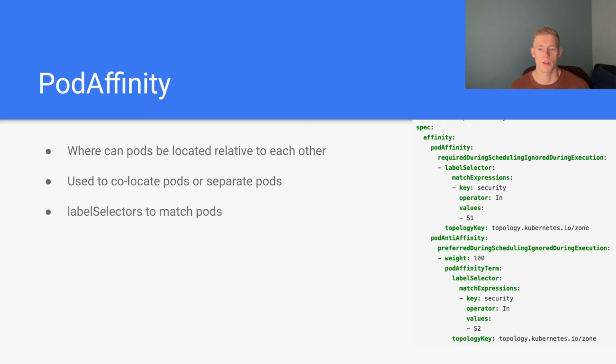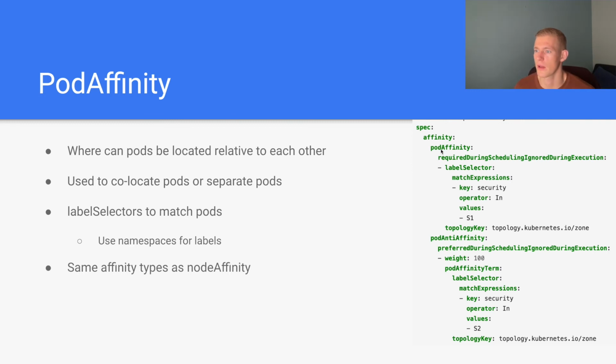And the same goes if we want to have a highly redundant application. It may be important for us to distribute pods across the cluster and not have them all congregating on one node, because that node may go down and that will cause an impact to our application. Label selectors are used to match pods, and we must use the namespace for the labels, because labels are a namespaced object. And again, we have the same affinity types as NodeAffinity. So if we look at this example here, we see we have PodAffinity required during scheduling, ignored during execution. That means it's a hard rule that we must match.